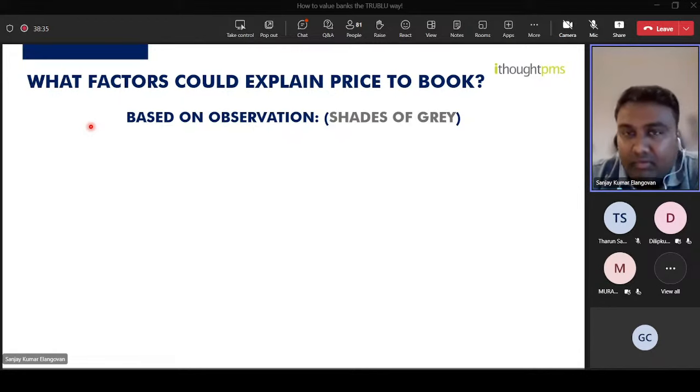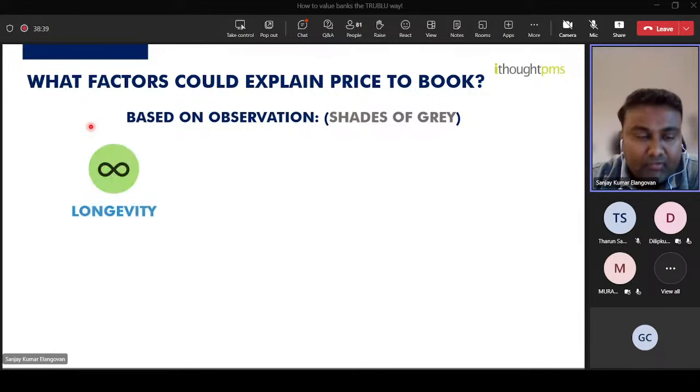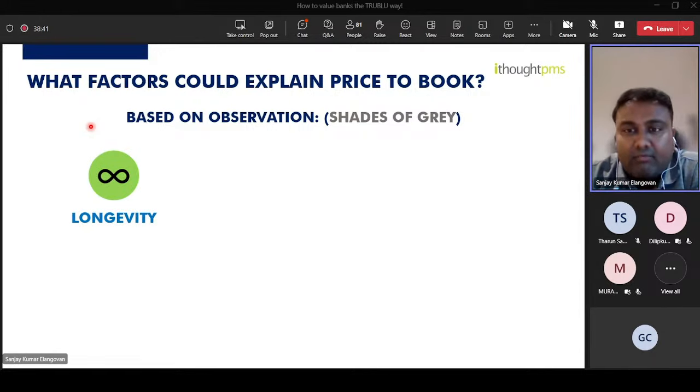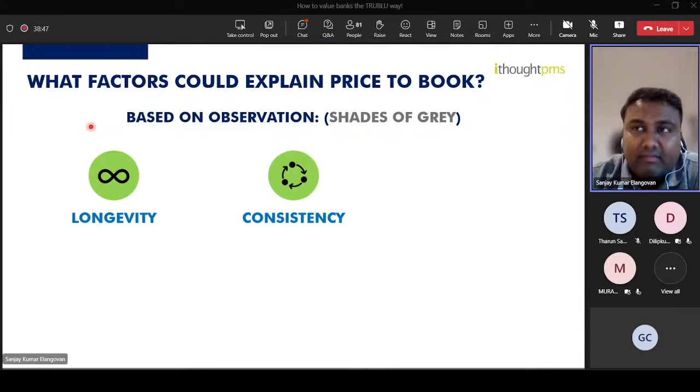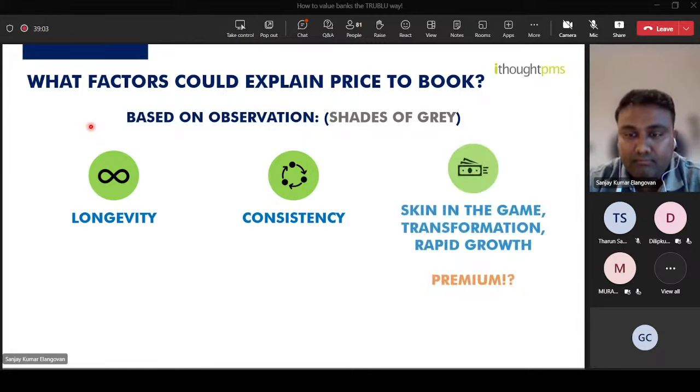Based on my observation of studying banks in the last few years, I found that longevity of your ROE matters, how long can the bank earn that ROE sustainably? And consistency. Let's say a bank earns 15% ROE one year, 10% ROE the next year. There's no consistency. There is a lot of volatility. So there's some issue. It could be cyclical. So the consistency is also as important as longevity of the ROE.